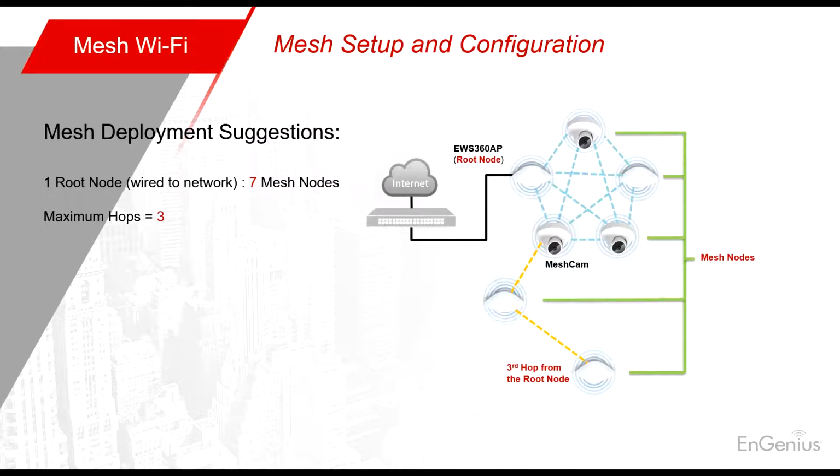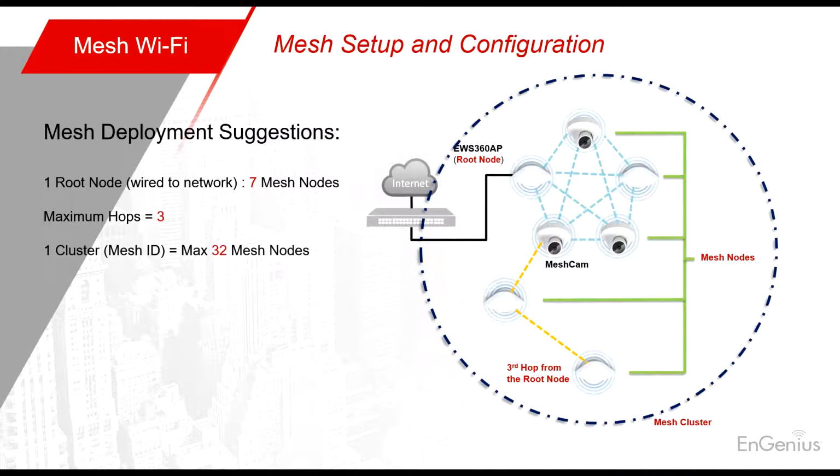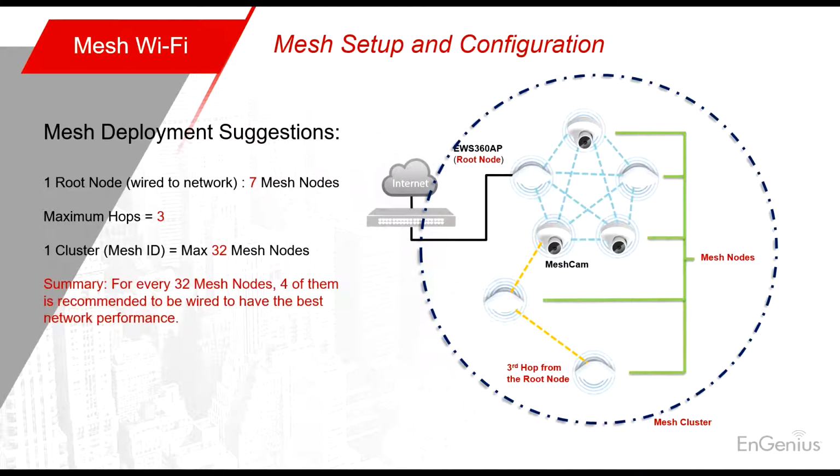So currently in one mesh cluster, or for every mesh profile or mesh group, you can have a total of 32 mesh nodes. Of course, if you have that number of mesh nodes interlinked with each other, we recommend to have at least 4 of them that's wired to have the best performance possible. Also, the more wired nodes that you have, or the more root nodes that you have on your network, the better your network structure is when it comes to failovers. So let's say one of your root node goes out, at least there are still other root nodes available on the network to get the data.